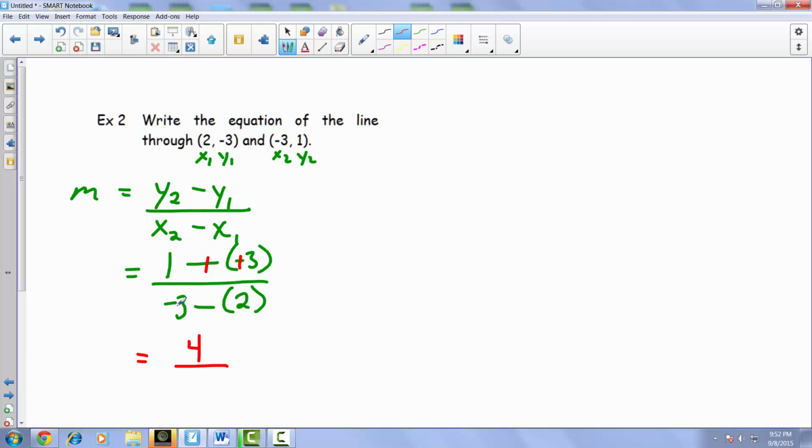On the bottom we end up with -3 minus 2. That just comes out to be -5. So our slope between these 2 points comes out to be -4/5. Now we're asked to write an equation of a line that passes through those 2 points. Well, we have a slope and we have a point. As a result, we can use our slope-intercept form.